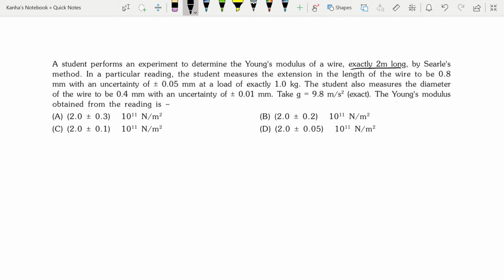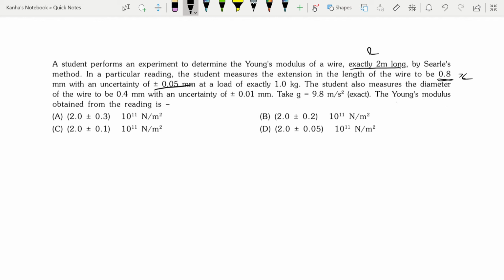You are given the length of the wire. By this method, in a particular reading, the student measured the extension to be 0.8 millimeter. So the extension, which was x, is also given to you. And the length is also given with an uncertainty of 0.05 millimeter. So the uncertainty in measuring length is also given to you as 0.05 millimeter. So that will be delta x at the load of exactly 1 kg, which is the force. The student also measures the diameter of the wire to be 0.4 millimeter with an uncertainty of 0.01. Then you need to find the Young's modulus.